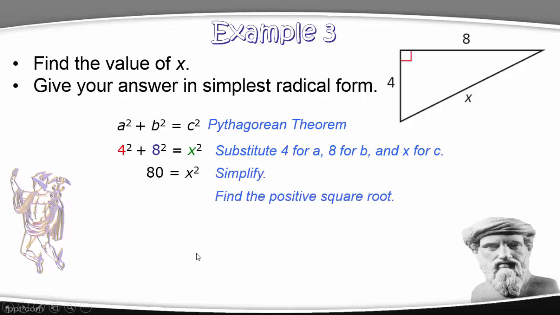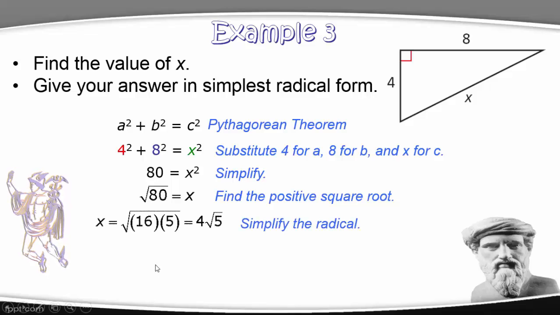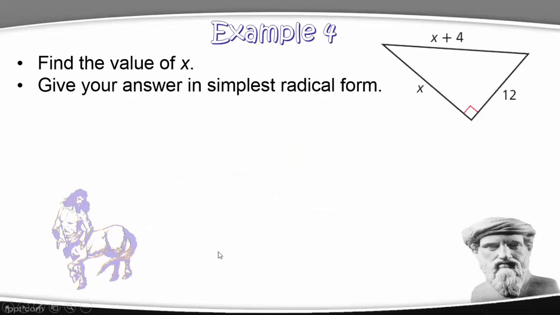And there we simplify, take the square root of both sides, and now we look for the hidden perfect square. In this case the hidden perfect square is 16, so we can pull out the 16 as 4, and we get 4 square root of 5.